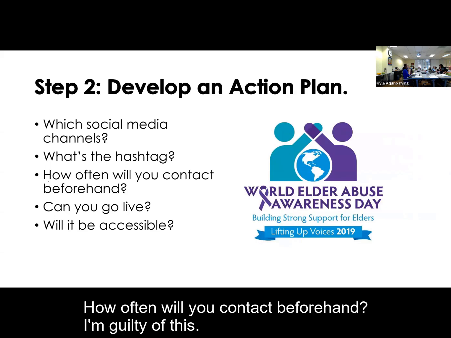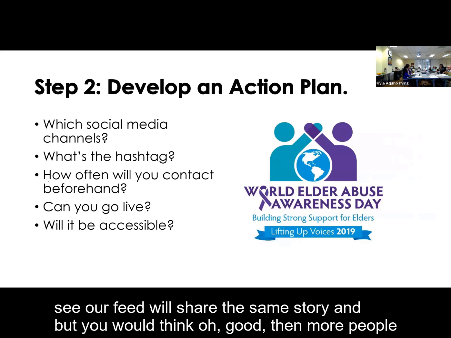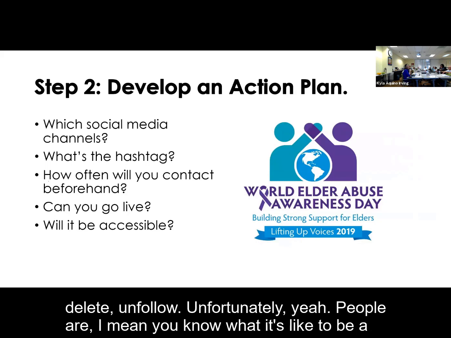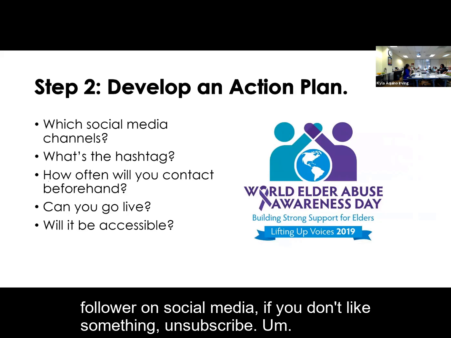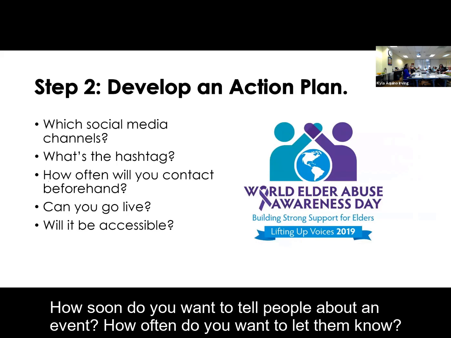I'm guilty of this. Sometimes I'll post a media story, and then Christina, who doesn't see our feed, will share the same story. And you would think, oh, good, then more people will see the same story. No, people will get annoyed and say, you shared that already, delete, unfollow. Unfortunately, yeah, you know what it's like to be a follower on social media. If you don't like something, you unsubscribe. So timing of things is important. How soon do you want to tell people about an event? How often do you want to let them know?